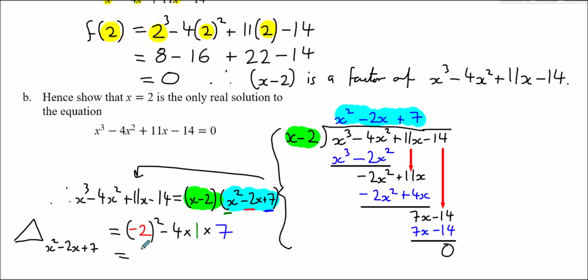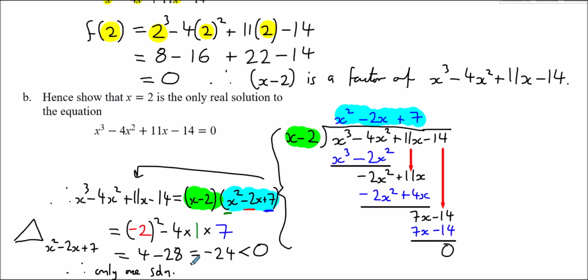So minus 2 all squared is 4. But minus 4 times 1 times 7 means minus 28. 4 take 28 is minus 24. It doesn't particularly matter what it equals. The only thing that really matters is that this value here is less than 0. So therefore, only one solution.